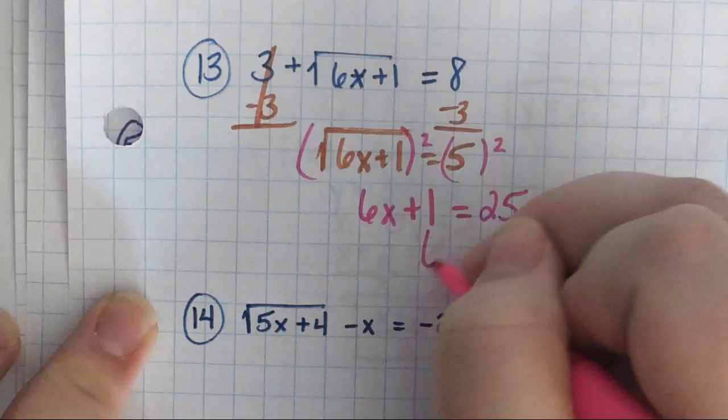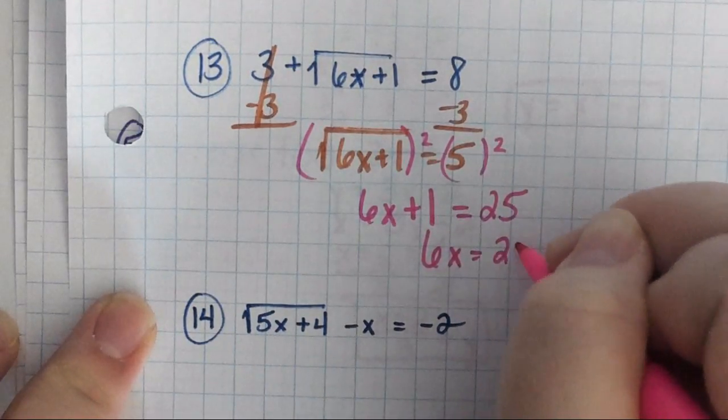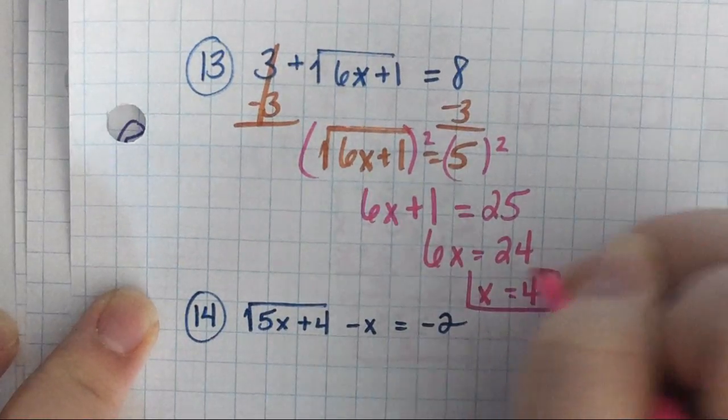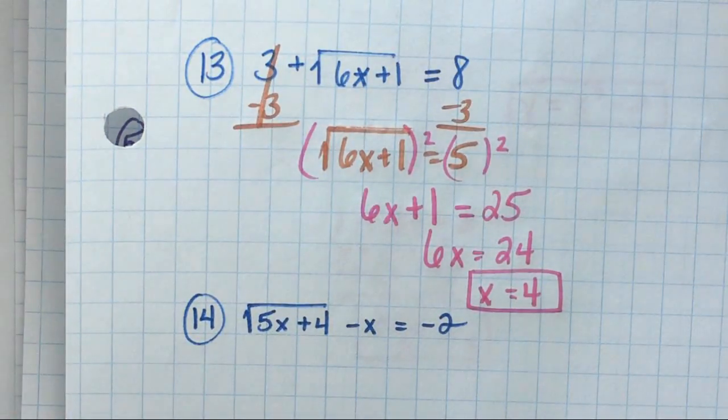If I subtract 1, I get 6x equals 24. Divide by 6, I get x equals 4. So I subtracted 3, I squared both sides, I subtracted 1, divided by 6, and got x equals 4.